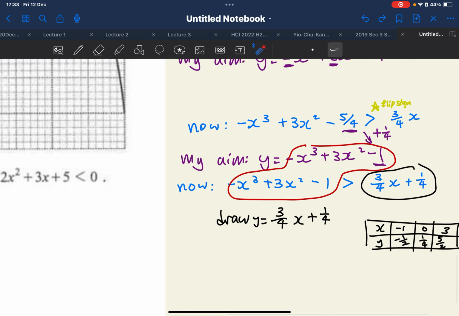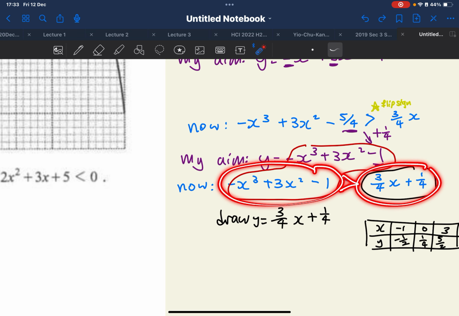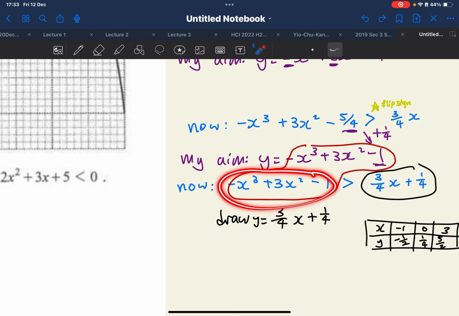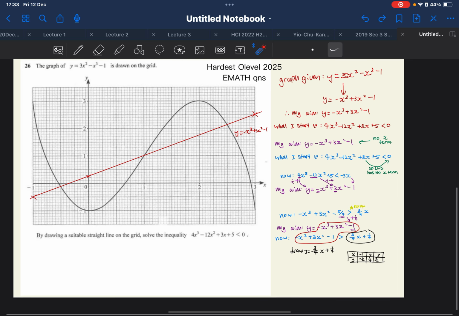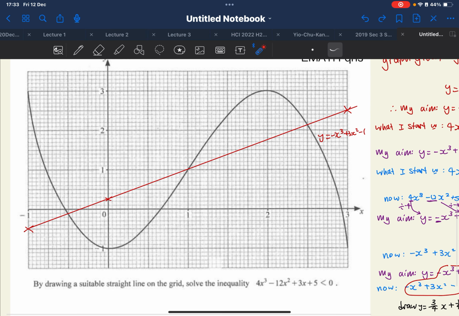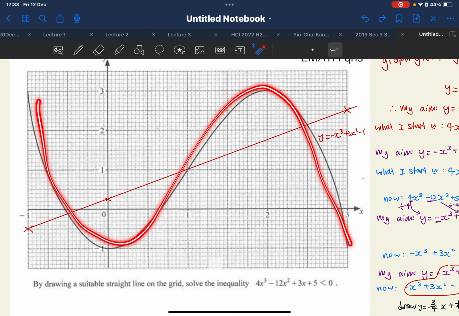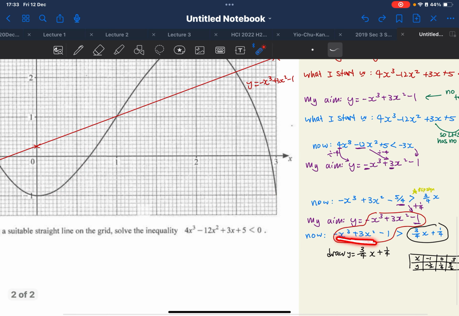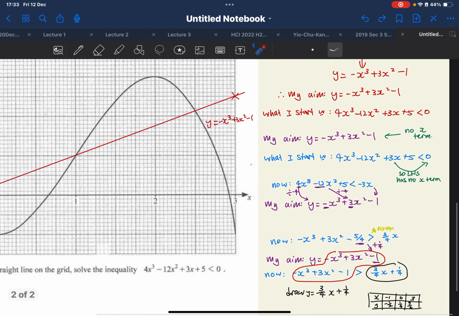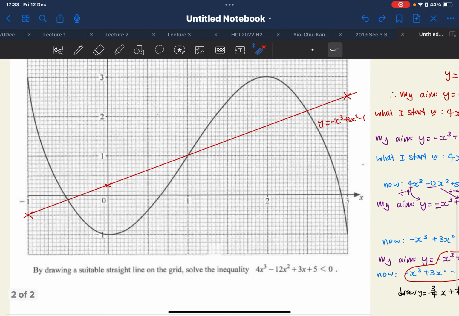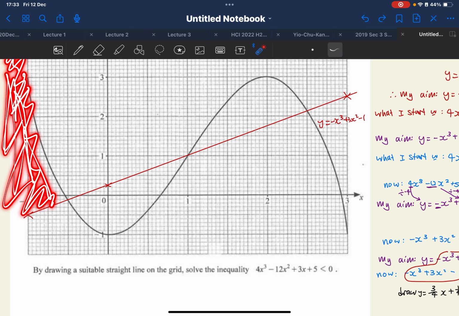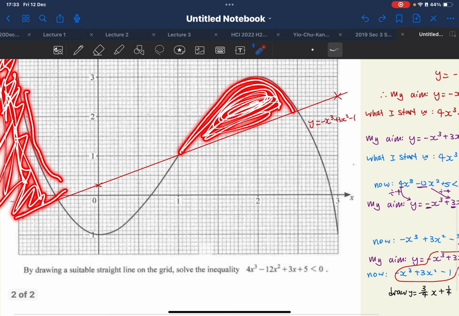Again, let me repeat. This is more than this, which means that this graph will have to be above this graph. I repeat, this graph has to be above this graph. So which part over here shows that this x cube graph is above the line? It's actually this part. It goes beyond, a lot beyond negative infinity. And then this shape part. Basically all this shaded part shows that the curve is above the line.